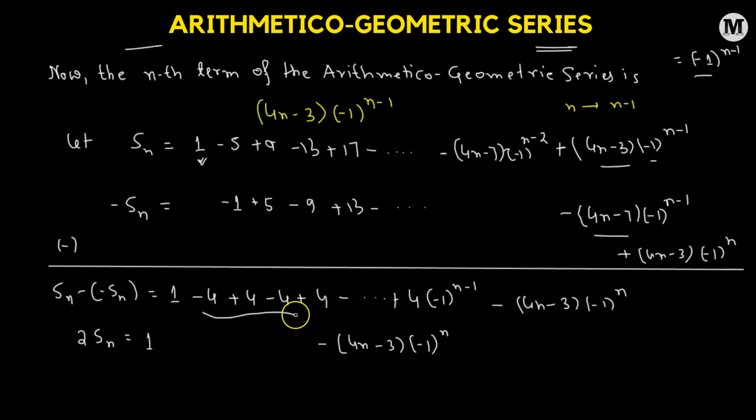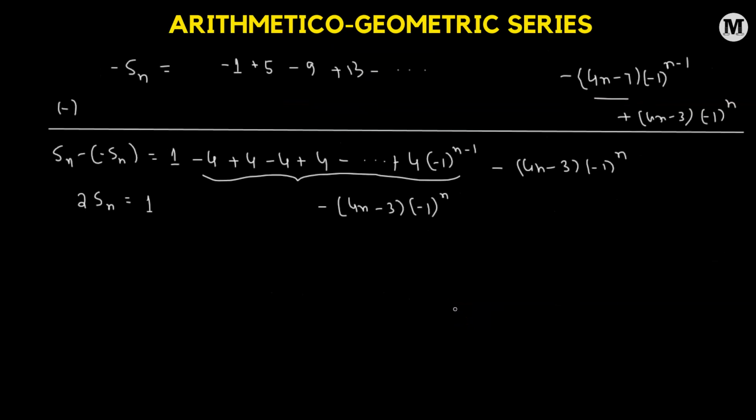What we will do, we're going to combine the second term all the way up to the second last term, because this is a geometric series where the first term a equals negative 4. The common ratio r will be negative 1. And we have a standard formula for finding the sum to n terms, given by a multiplied by 1 minus the common ratio r raised to the power of the total number of terms, n, divided by 1 minus the common ratio.